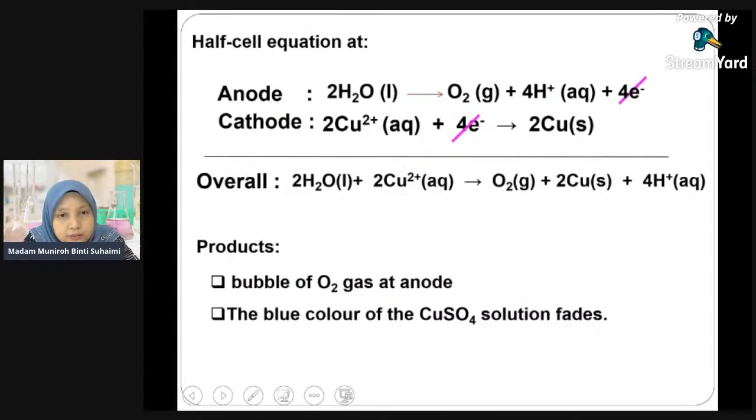This is the half cell equation and the overall equation. For the product, you can see bubbles of oxygen gas at the anode and the blue color of the copper sulfate solution fades. The color of copper sulfate is blue, so after the reaction it will become faded.